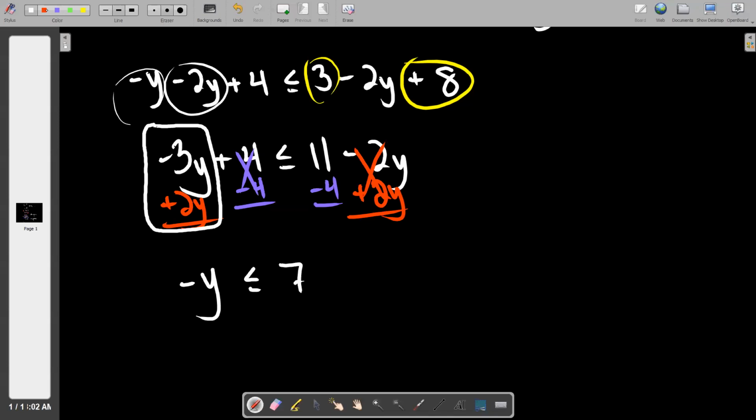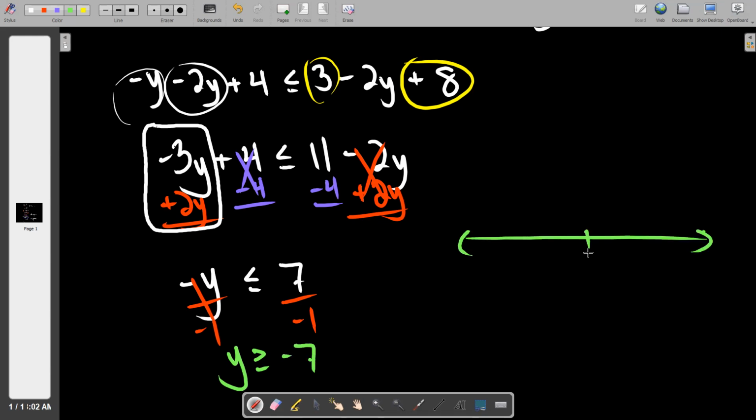And now when I divide both sides by negative 1, or just a negative, you can call it, it doesn't matter, you wind up with y is, switch the sign, greater than or equal to negative 7. And your graph on this one, you should have just marked negative 7. The circle should, of course, be colored in because it has the or equal to with it. And then the greater thans go to the right. Numbers that are greater than something are always on the right side of that.